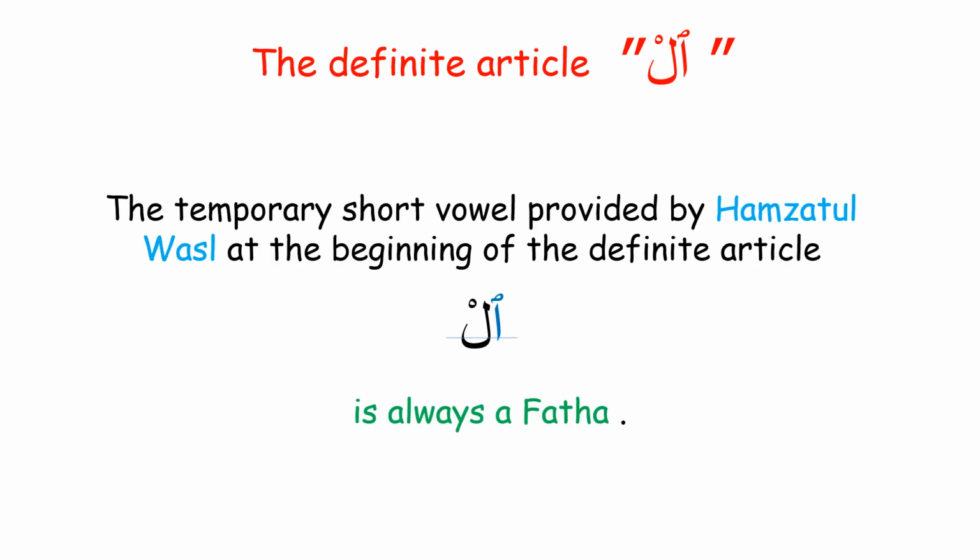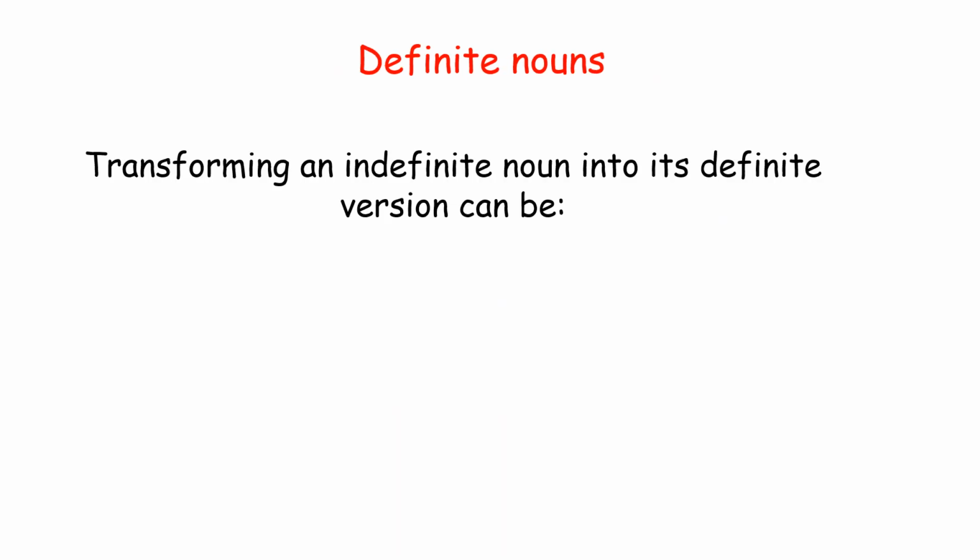Well, the good news is there is only one scenario when it comes to the temporary short vowel that comes with Hamzatul Wasl of the definite article, and that is always a fatha, no exceptions. So again, the temporary short vowel provided by Hamzatul Wasl at the beginning of the definite article al is always a fatha. And it makes sense since it is called al, not il or ul. I hope you've got the hang of it.